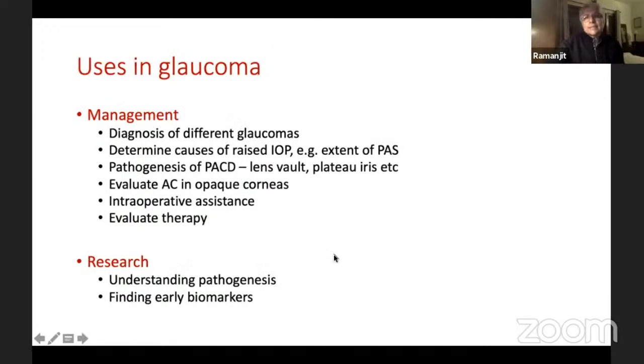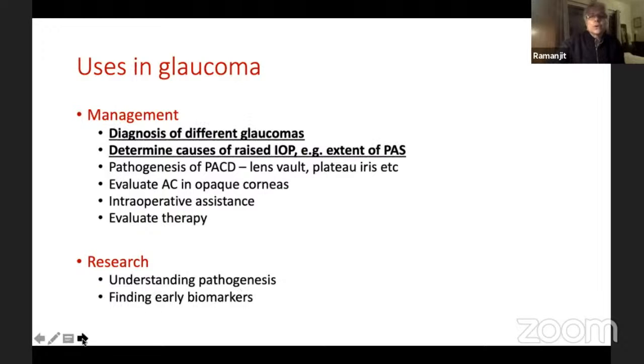But when we think about what are its clinical uses in glaucoma, I think we talked in two general spaces. One is the management of glaucoma, and the second one is how has it helped us in the research in glaucoma. So as far as management is concerned, just like gonioscopy, basically we're looking to see how does it help us in diagnosing different glaucomas. And just a few examples to also say that the whole idea of doing any investigation in glaucoma or a patient with raised IOP is to see what is the cause. Why is the IOP on the higher side?